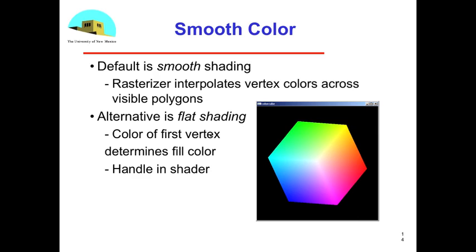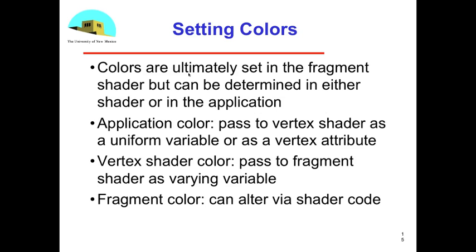The alternative is called smooth shading, and smooth shading generally is the default in most systems. If you would rather display that cube with a solid color in each face, that's called flat shading, and we write our shaders so that the first vertex, for example, determines the color, or we send the color over as a uniform variable. There are a number of ways of doing that.